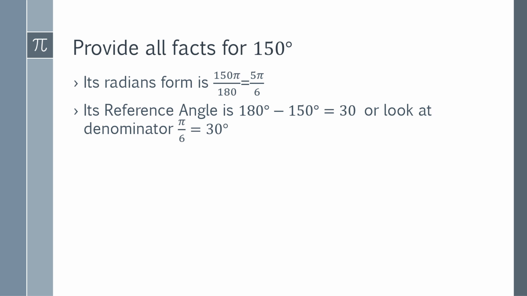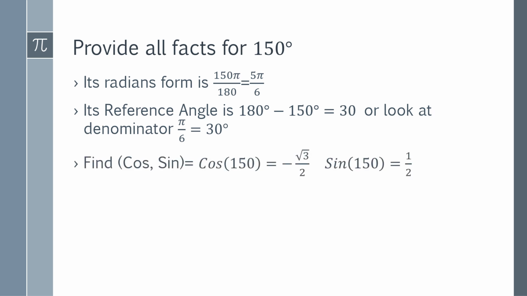Alright, the next thing I know is the following. I know cosine of 150, because of its reference angle being 30, is square root 3 over 2. But because cosine is in quadrant 2, it's going to be negative. And I know sine of 150, which is essentially saying sine of 30 degrees, is 1/2. But because it's in quadrant 2, it's going to remain positive.